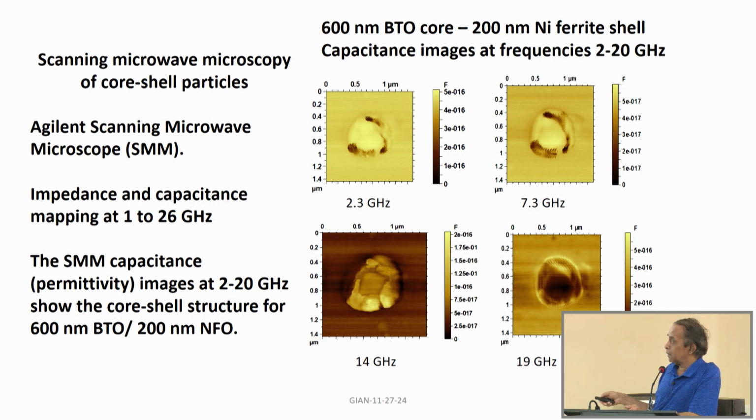And also you see a very nice core, and the shell is of course made of nickel ferrite of different size. It is not exactly 200 nanometer, there is a distribution in the size, but you do have a core and a shell for sure.